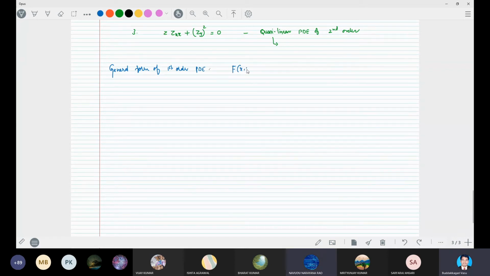F of x comma y comma z comma p comma q is equal to 0, right? So equation 1. Now, how can we describe the solution of the differential equation?